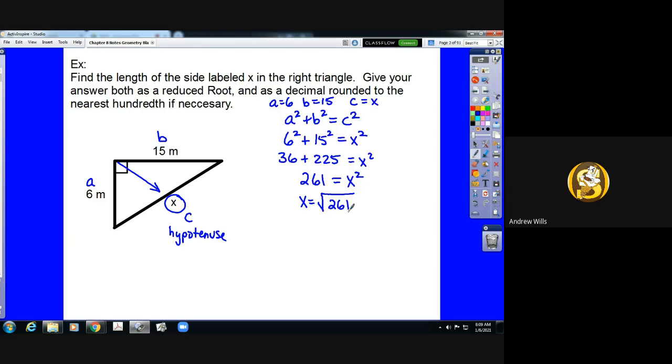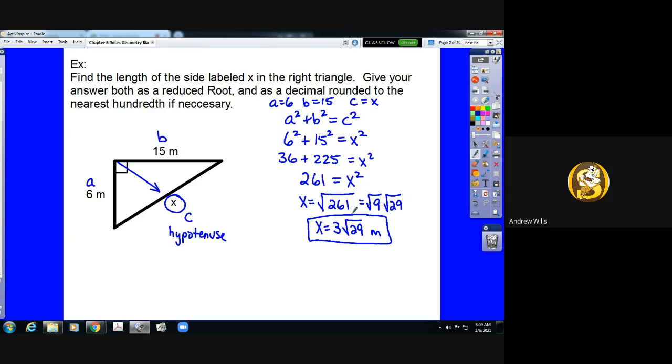Now that may or may not be the reduced root. So what we do is we actually type that into the calculator, take the square root of 261. As it turns out, 261 is 9 times 29. The square root of 9 is 3. So the reduced root answer would be 3 root 29 meters. Okay, that would be our reduced root answer, would be 3 root 29.